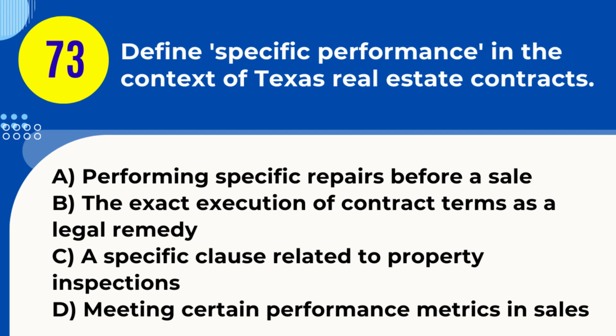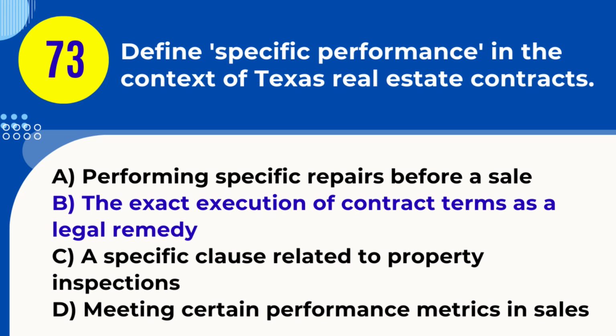Define specific performance in the context of Texas real estate contracts. A. Performing specific repairs before a sale. B. The exact execution of contract terms as a legal remedy. C. A specific clause related to property inspections. D. Meeting certain performance metrics in sales.